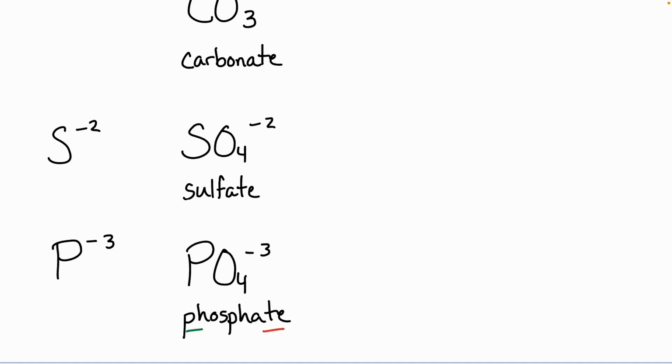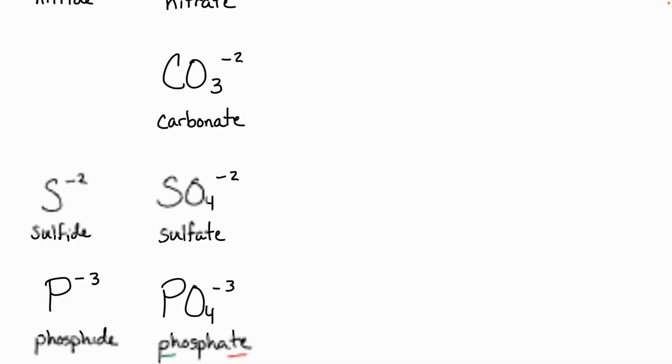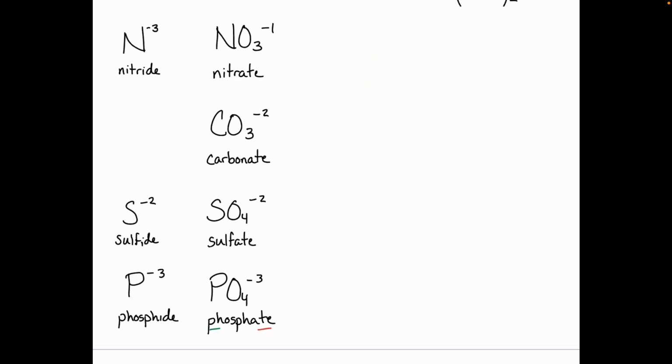and P with a -3 charge. I know those charges based on where sulfur and phosphorus live on the periodic table. And again, these monatomic ions, these single atom ions, we put the IDE ending on. So this isn't sulfate, but sulfide. This isn't phosphate, but phosphide. Okay? Cool. So these four, we got to know.